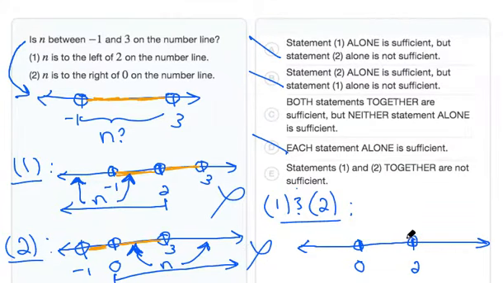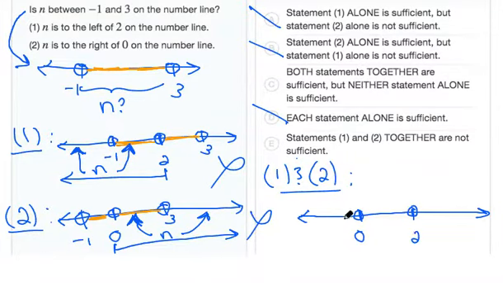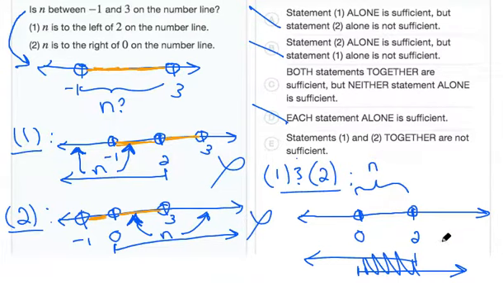I'm just going to scroll down a little bit for some more space so we can get this visual. Statement 1 said, just to recall, n is this way. Statement 2 said n is this way. So where they overlap is the portion that we're taking. So n is somewhere between here according to our statements. Now if we take a look at the question, we're asked is n between -1 and 3. So -1 lies over here and 3 lies over here. And so our orange portion would actually span all of this.